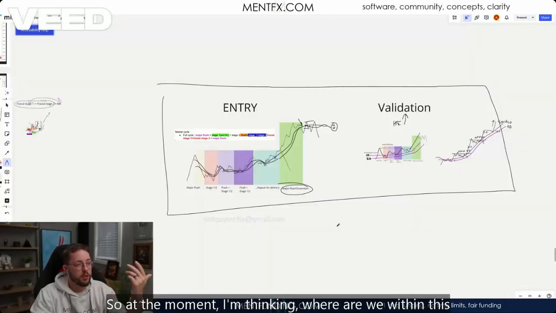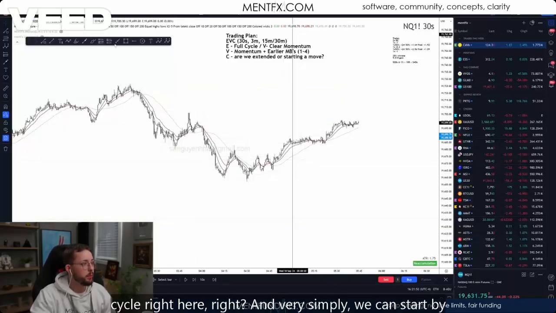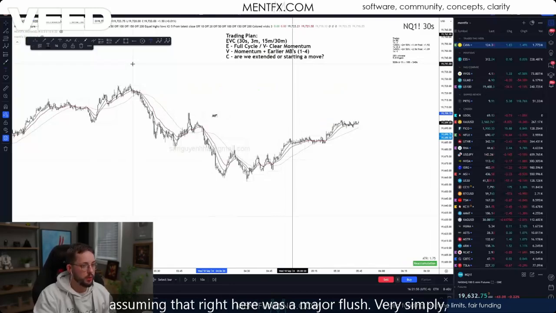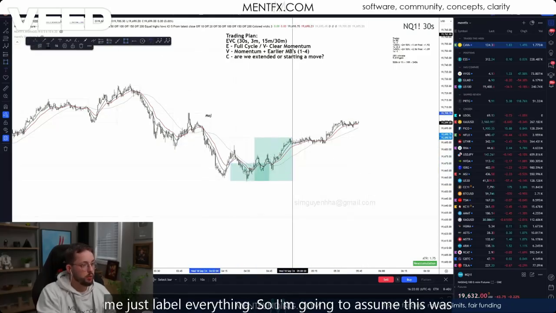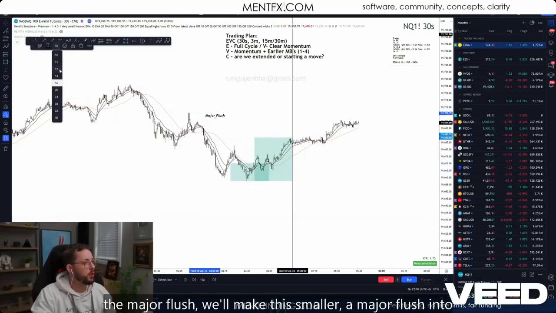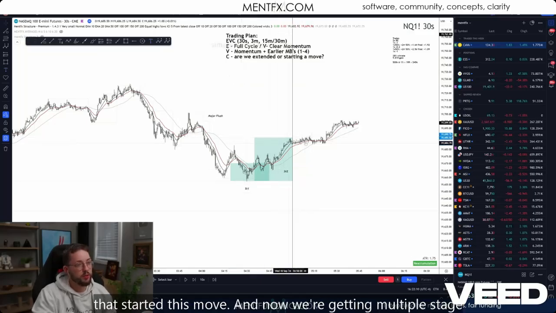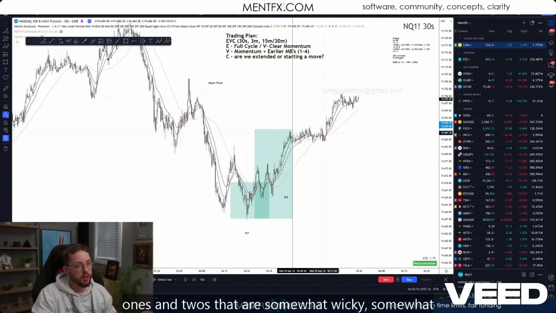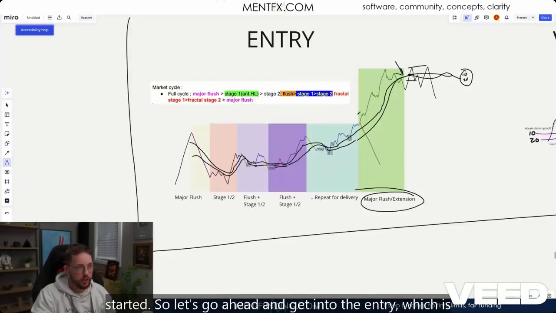So we can step down to our 30-second and once again start to look for an overall cycle that we exist in. So at the moment, I'm thinking, where are we within this cycle right here, right? And very simply, we can start by assuming that right here was a major flush. Very simply, that major flush led to a stage 1 into a stage 2. So let me just label everything. So we're going to assume this was the major flush. We'll make this smaller. A major flush into what we would assume became a stage 1, a stage 2, and that started this move. And now we're getting multiple stage 1s and 2s that are somewhat wicky, somewhat correctional, somewhat hard to trade, and I don't really see good opportunities for entry, which is fine, right?